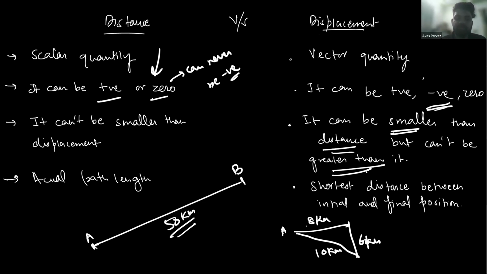Got it? Got it, Rima? Please note it down. Distance is the actual path. Displacement is the shortest distance between initial and final position. So note down the difference.